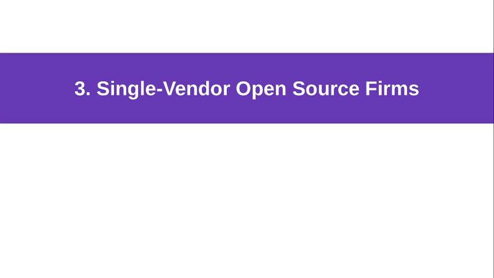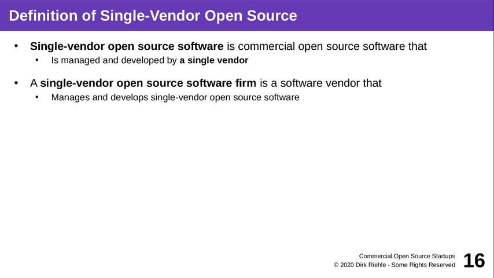So let's discuss the first and the dominant model of the three of commercial open source software, which I call single vendor open source software firms. Single vendor open source software is commercial open source software that is managed and owned and developed by a single vendor. So just one, and they keep everyone else away, every other commercial vendor away. And that's why it's single vendor open source. So that's the firm then, which provides such software.